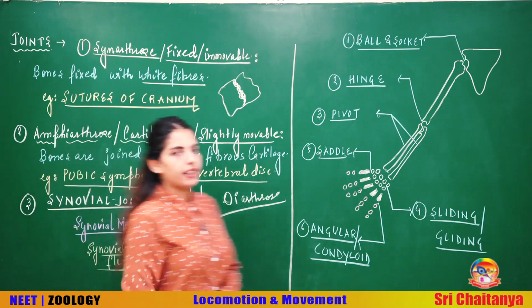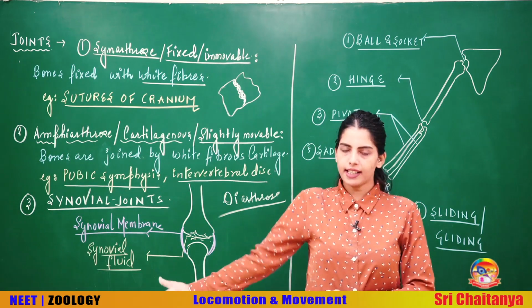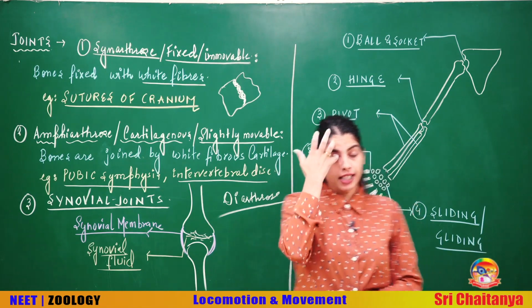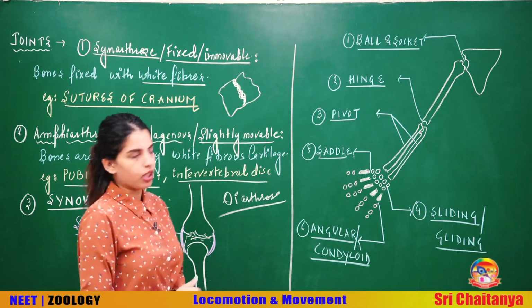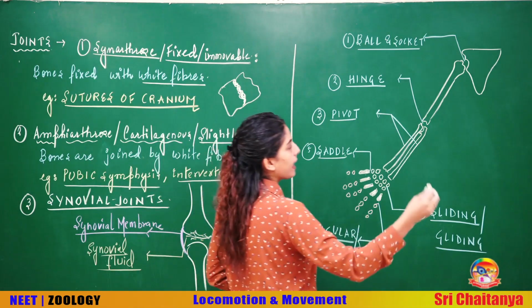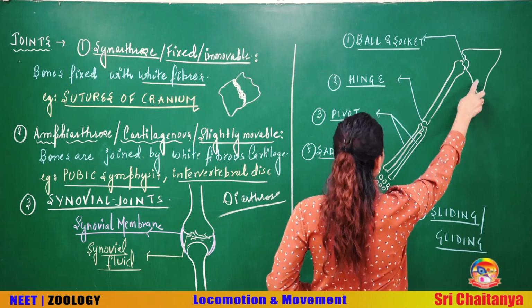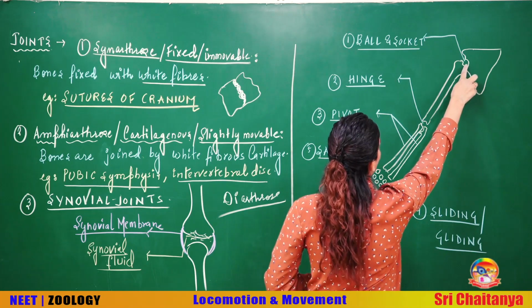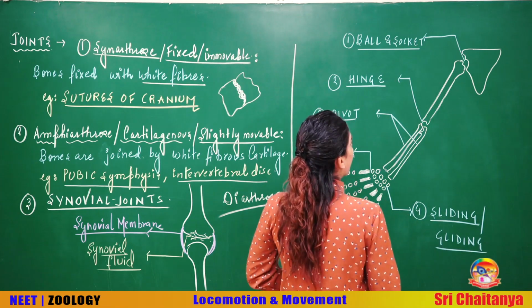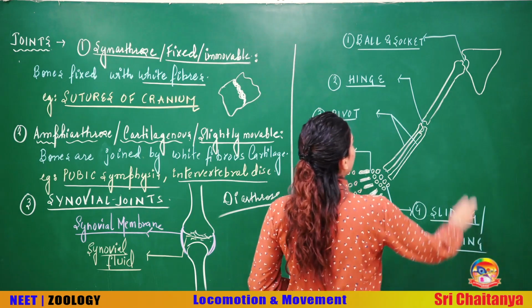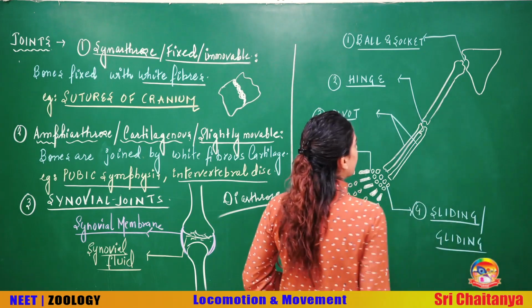So I have made this diagram. This is your forearm and this is your girdle bone. I hope you are clear with this structure. I am revising it again. This is the scapula, and I have just told you what this cavity is. This cavity is the glenoid cavity. The glenoid cavity articulates with the humerus.